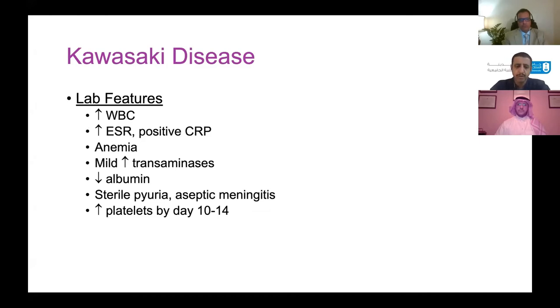And if we are talking about the labs, it may be helpful, but we are depending mainly on the clinical features. So high white blood cells, high ESR and CRP, increasing platelets in the second phase. So all of those will be features helping to diagnose Kawasaki disease.